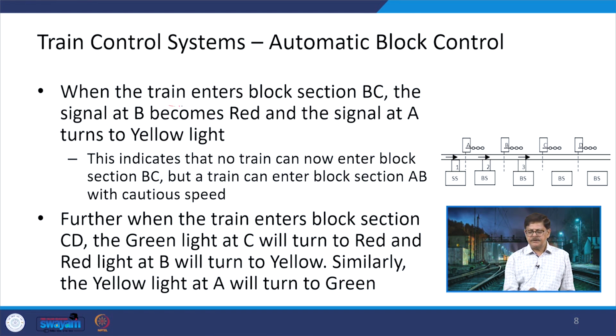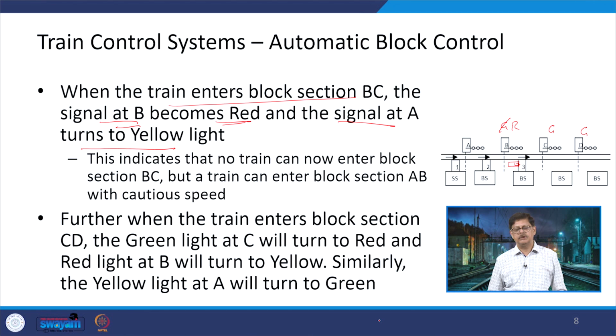Now, when the train enters the block section BC, that means now it is going ahead. So, it is coming into the BC section. The train has come here. As I said, all of these are already green in front. So, as soon as it comes into BC, this which was green will convert to red. So, the signal at B becomes red, and at the same time the signal at A turns to yellow light. Here this was initially red because the train was moving in this particular area, but now the train has moved ahead. So, from red now it becomes yellow.